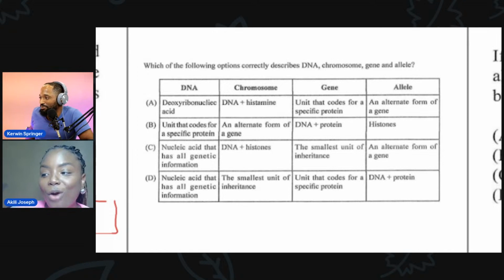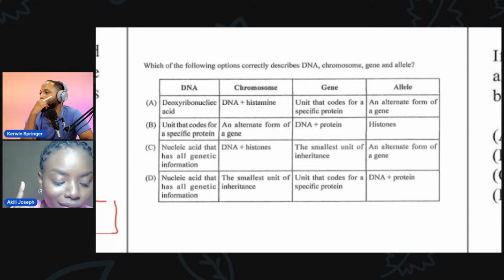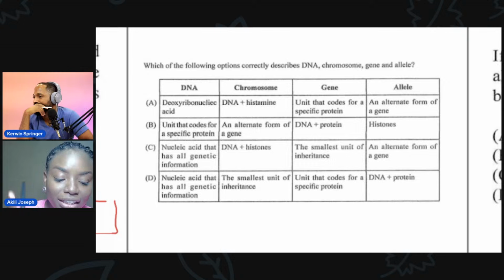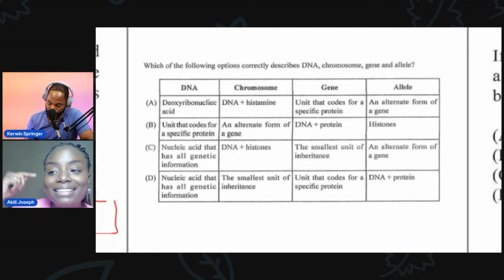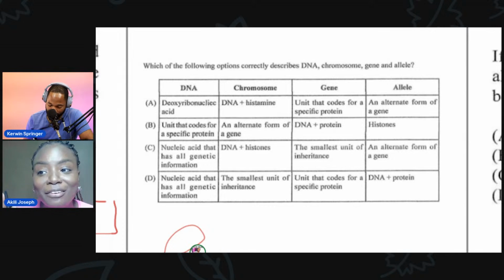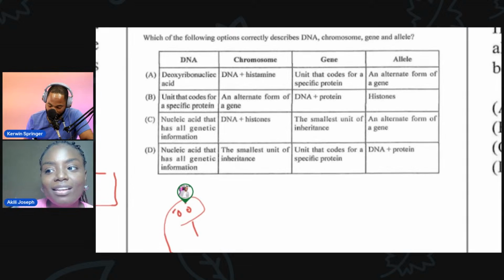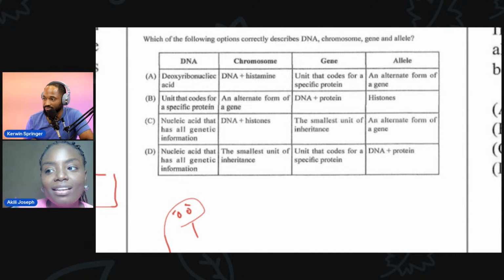So the answer is going to be one person. No, Shanae and Kezia in the chat say C. It's going to be C. A gene is the smallest unit of inheritance, that's a fact that we know. We know that alleles are alternate forms of the same gene. Whether the gene is B, big B or small b, those are different alleles. A chromosome is DNA wound around histone proteins, not A that has histamine. And DNA is the nucleic acid that has all the genetic information. So it's going to be C.